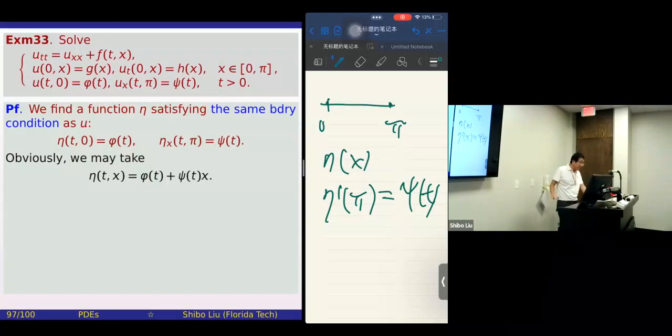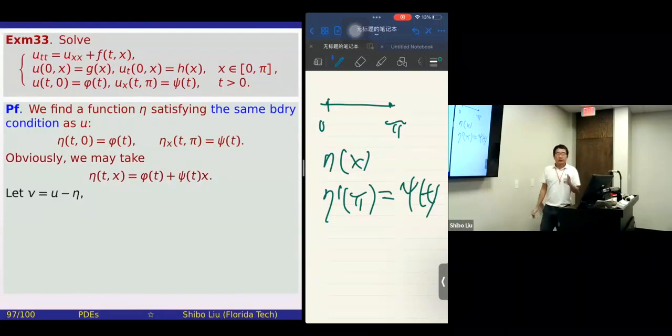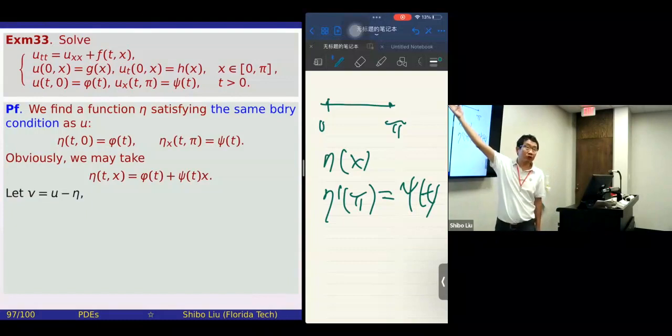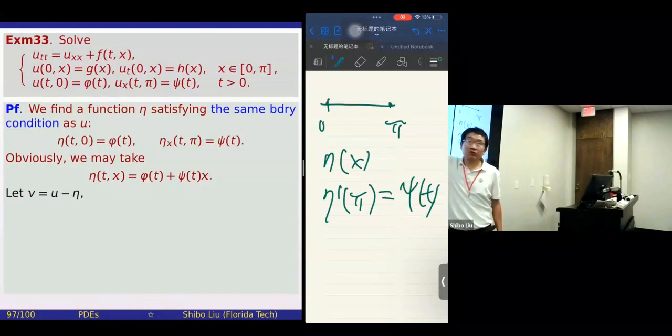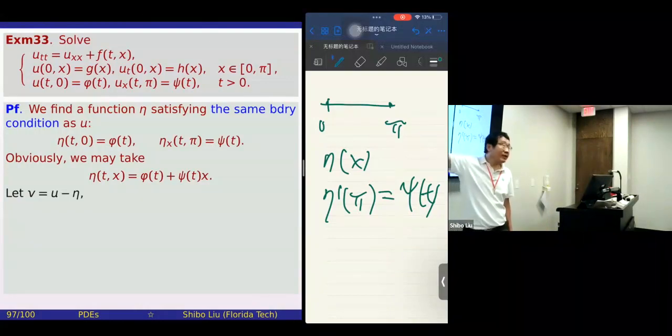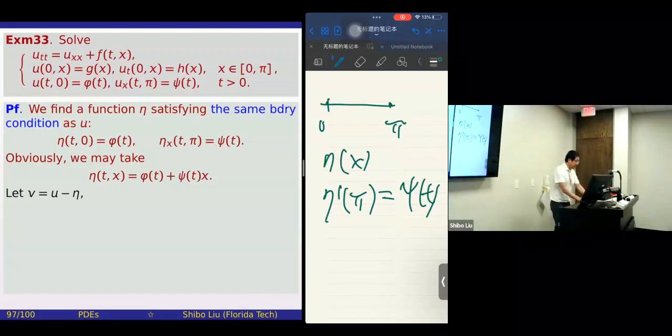So having obtained such an eta, we consider its difference, that is subtracting eta from our unknown function u. Eta is given. Now we obtain a function v. Once you know what v is, you know u. Okay? Let's see what v satisfies.